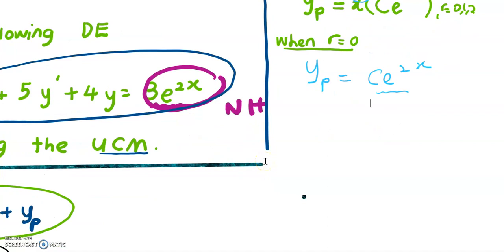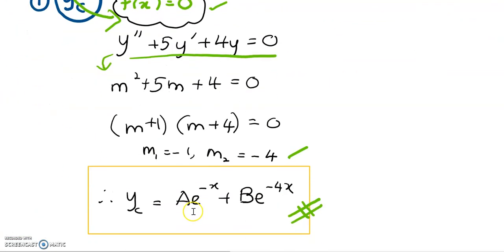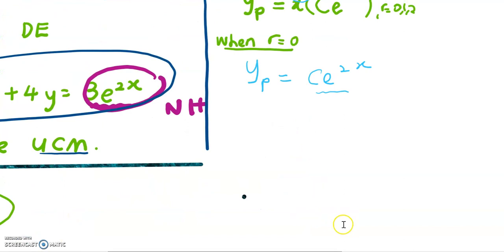Kena check dekat solution. So solution yang sebelum ni adalah yc. Jangan check dekat soalan y double prime tu, tak boleh. So check dekat sini. Oh, ada tak Ce^2x kat sini? Dekat sini e^-x. So tak sama. Sini e^-4x. e negatif 1, ini negatif 4. Tetapi dekat kita punya yp ni, kita guess tadi, dia 2x. Dekat sini 2x. So tak samalah. So bila tak sama, so saya boleh buat conclusion kata, okay, this is my correct initial guess of solution yp.